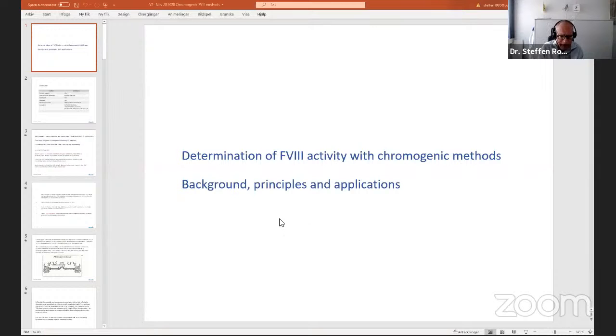I will discuss a little on the background of chromogenic substrates, the principles of the factor 8 method, as well as applications, and also some of the problems and tools surrounding assay discrepancies.